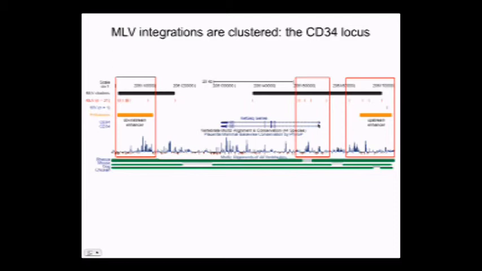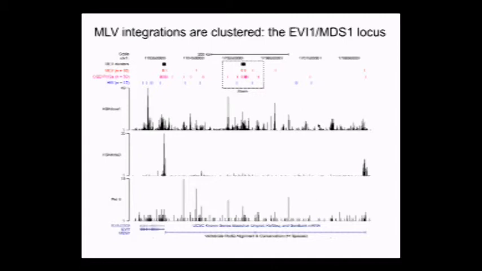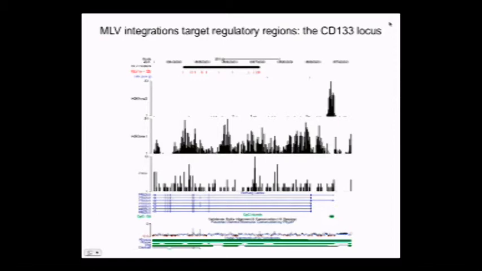What happens if we don't know where enhancers are? And this is one example. EVI1 is an important gene in hematopoietic stem cell biology. And as you can see here, the gene is down here. There are two regions that are clearly identified by MLV integrations in our experiments and in patients that map to these regions whose function is totally unknown. But from what we learned from the genome loci in which the function and the location of enhancers and promoters are known, these are candidate enhancer sequences for this gene. The same is true for CD133, which is a marker of pluripotent hematopoietic precursors.